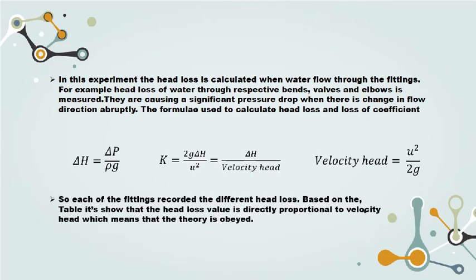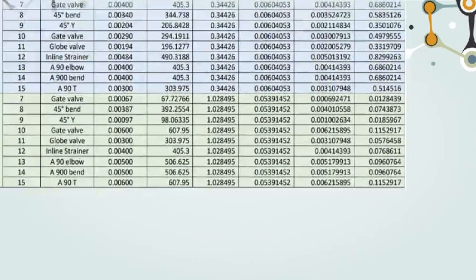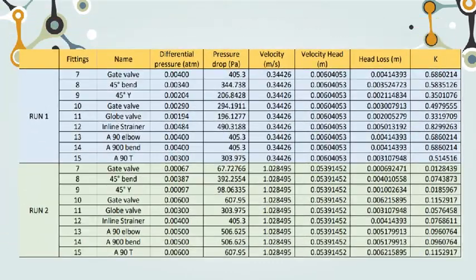So from the data we found that each fitting recorded a different value of head loss. Based on the data, it shows that the head loss value is directly proportional to the velocity head, and this means that the theory is obeyed. So these are the data we obtained from the pressure drop and the velocity head of the water flow through the various fittings.